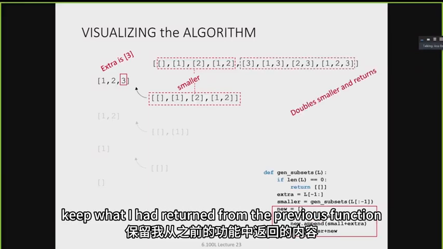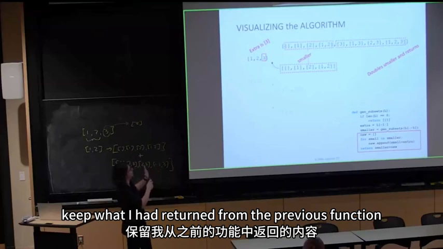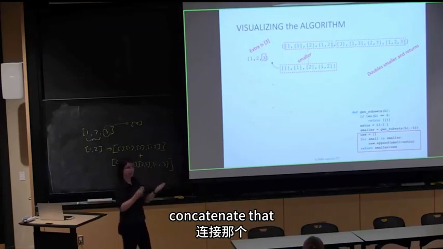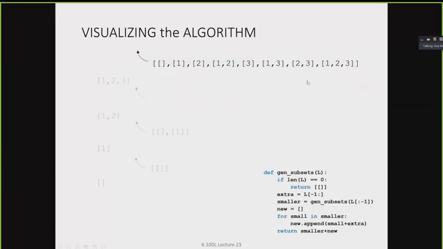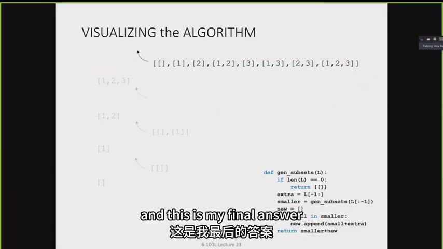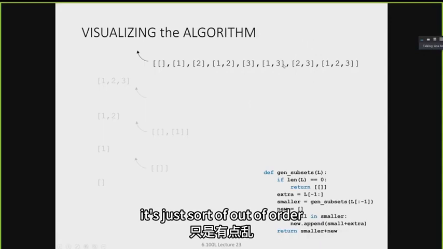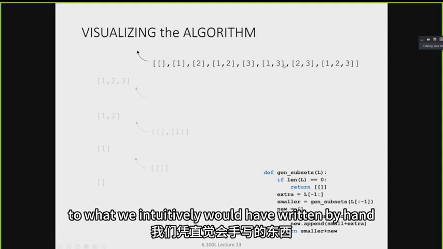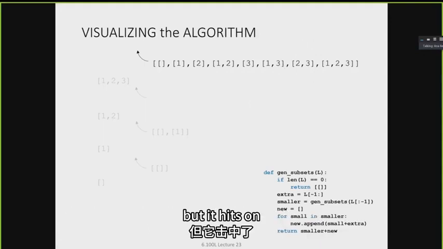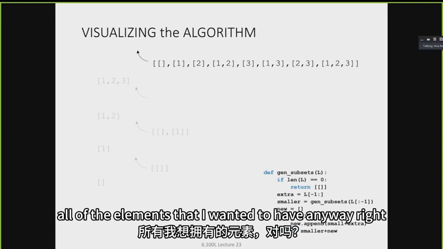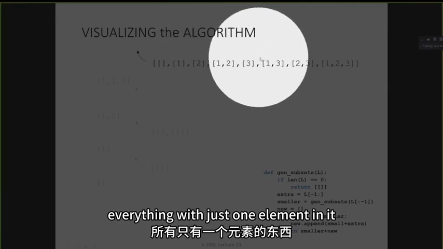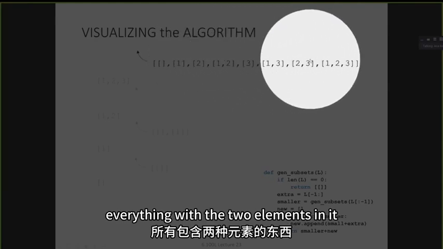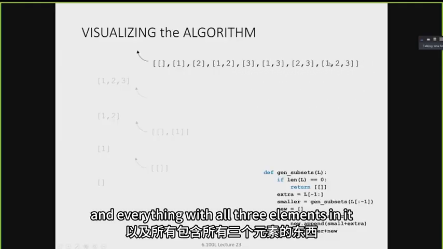So I basically keep what I had returned from the previous function call and concatenate that with the thing that I had just created, right, where I tacked on my 3. And this is my final answer. It's just sort of out of order to what we intuitively would have written by hand, but it hits on all of the elements that I wanted to have anyway, right? So I've got the empty list, everything with just 1 element in it, everything with the 2 elements in it, and everything with all 3 elements in it.